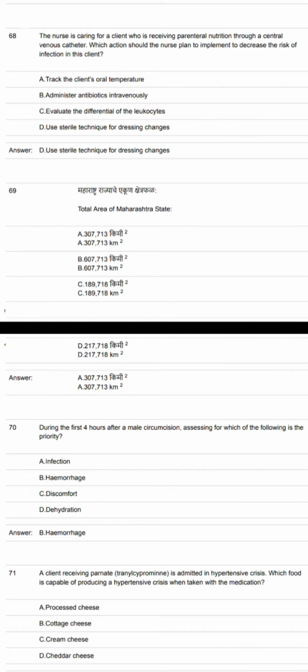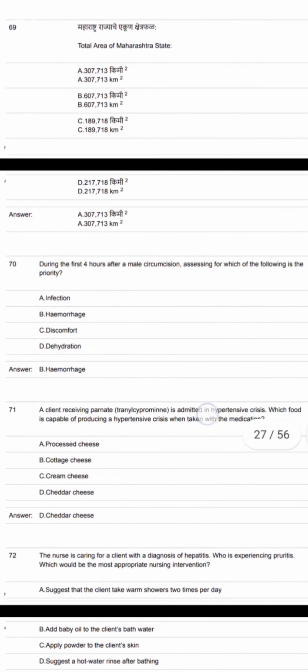70. During the first 4 hours after a male circumcision, assessing for which of the following is the priority? The priority is checking for hemorrhage. Option B. 71. A client receiving a MAOI is admitted in hypertensive crisis.